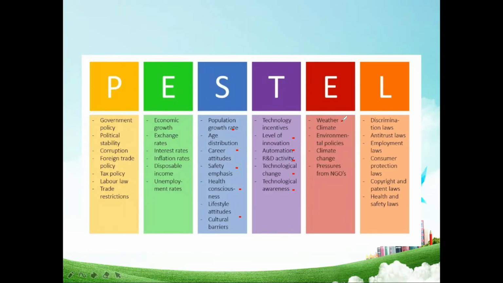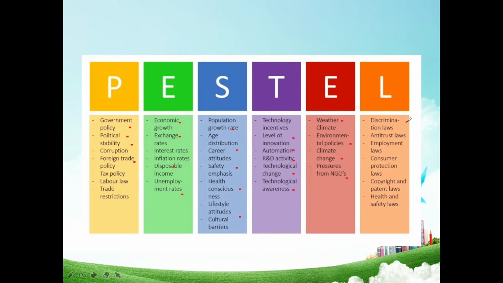Next, if you're going to take the environment as a whole: weather, environmental policies, climatic change, as well as pressures from non-governmental organizations. Okay, so economic growth means what is the exchange rate, disposable income, unemployment. Similarly, foreign trade policy, corruption, and governmental policies. What is the political stability? Today, if you look at our Karnataka or other governments, in the elections you can witness all these things taking place in our society and the political issues.